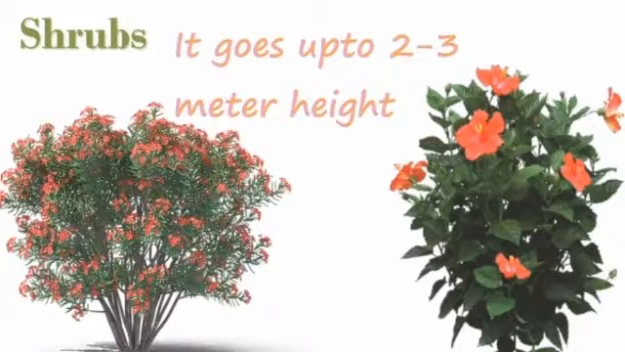Shrub. Some plants grow close to the ground. They give out branches very close to the ground. They are shorter and smaller than trees, but they have a thick and hard stem. The oleander, hibiscus, lantana and rose are shrubs that may grow up to 2 or 3 meters.